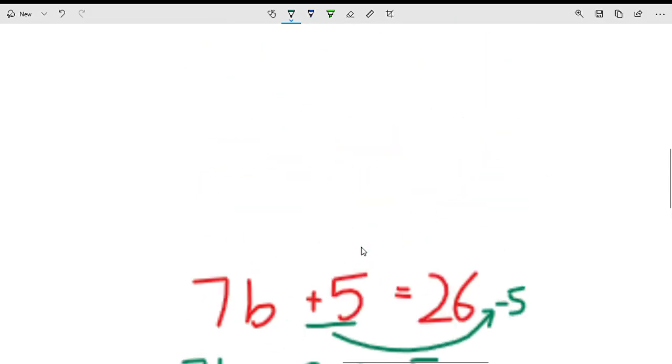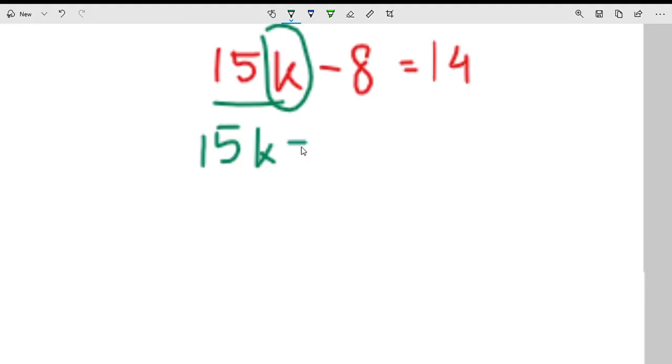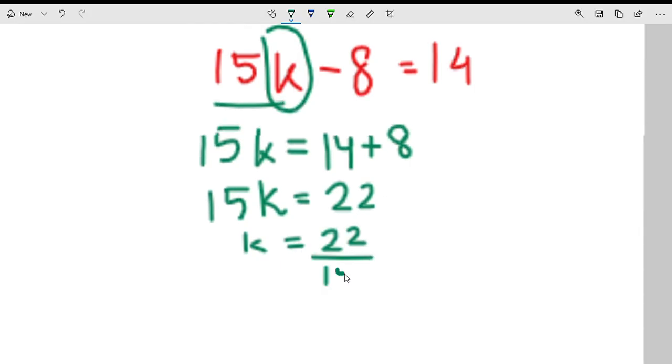I think this was the last question. No, there's more. So 15k minus 8 equals 14. We need to find the k here. So 15k equals 14 plus 8. 15k equals 22, and k equals 22 over 15.